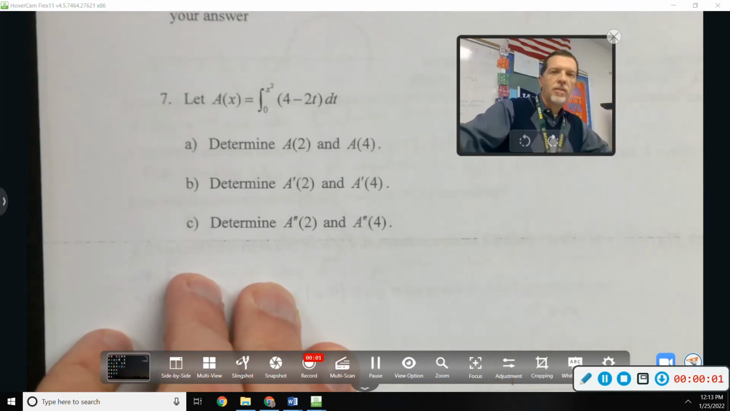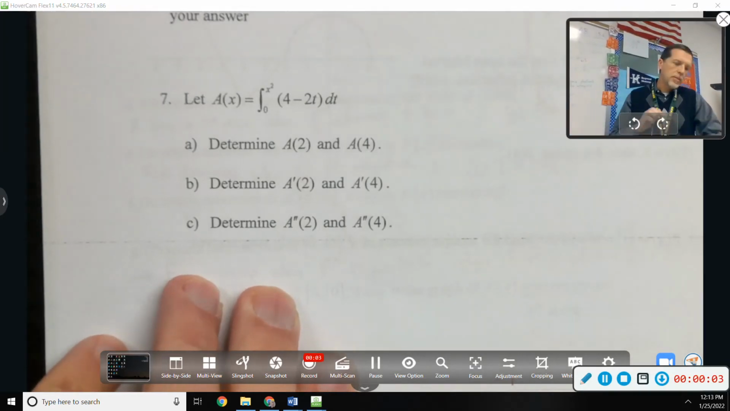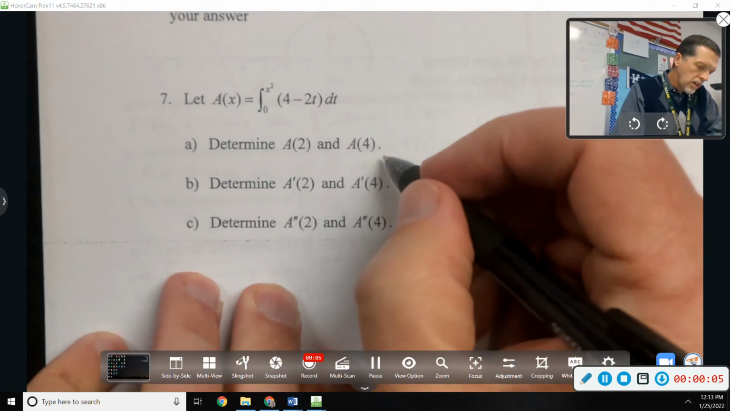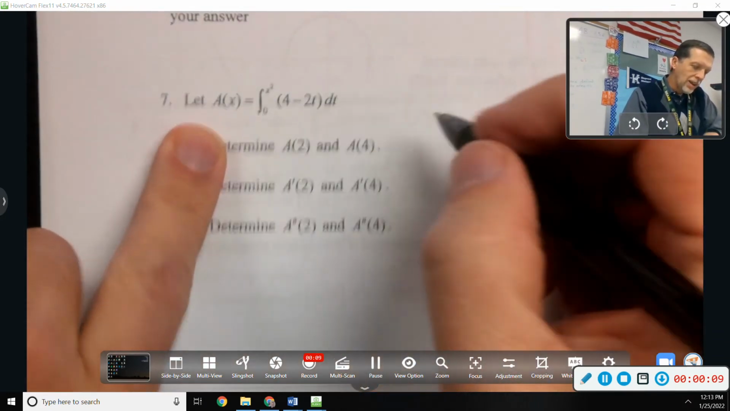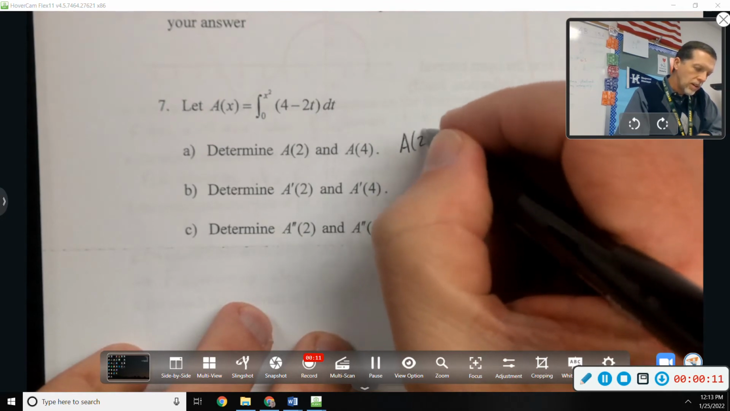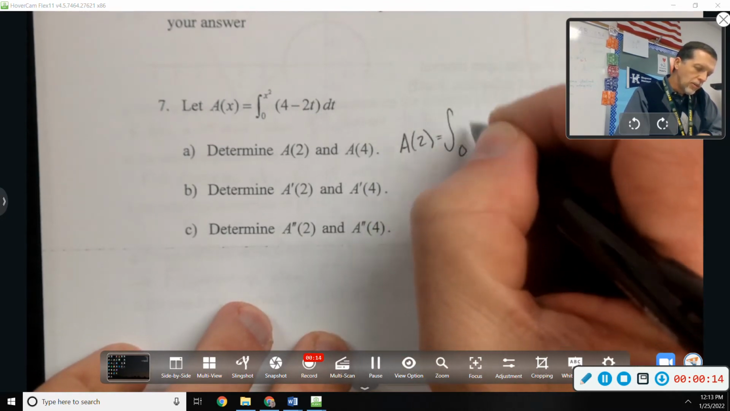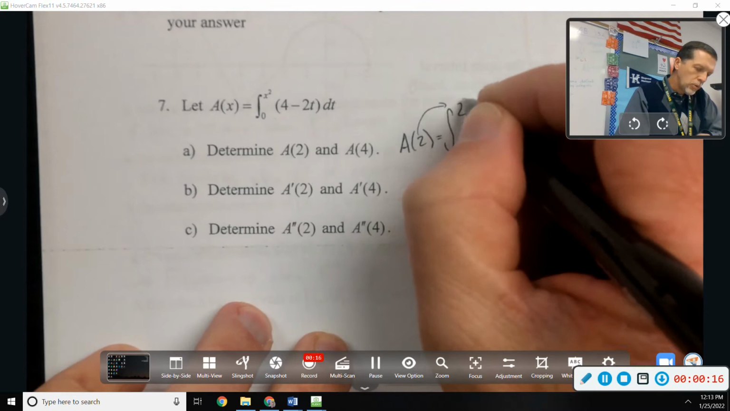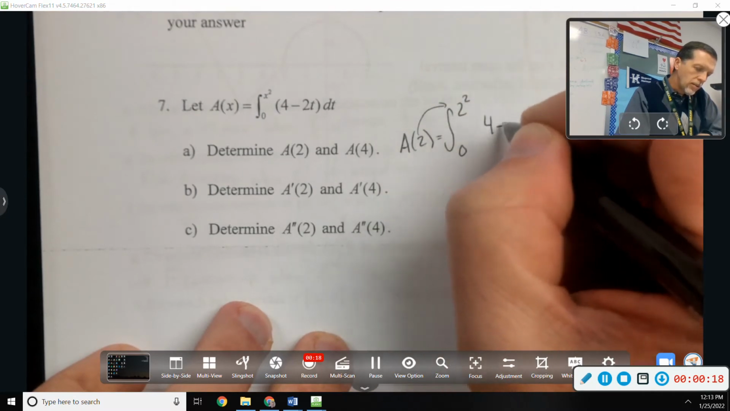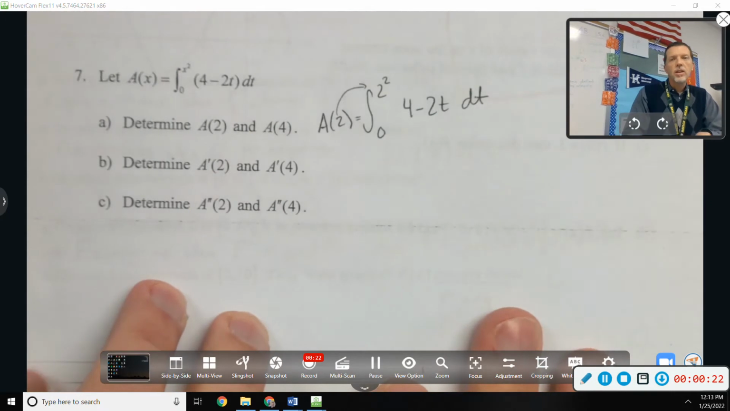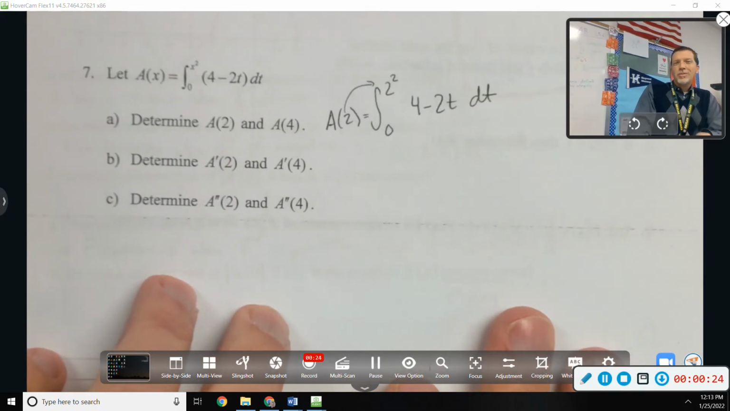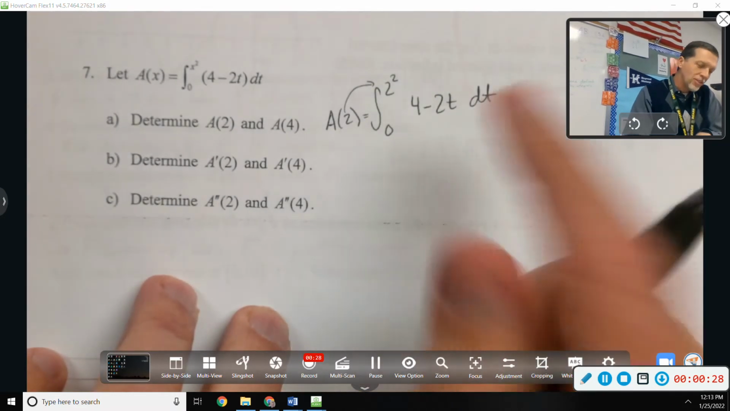Number 7 from Monday's worksheet. A of 2 just means take A and plug in 2. So that'd be the integral from 0 to 2 squared of 4 minus 2t dt. There's really nothing magic about that one. I'm just going to have to integrate 4 minus 2t.